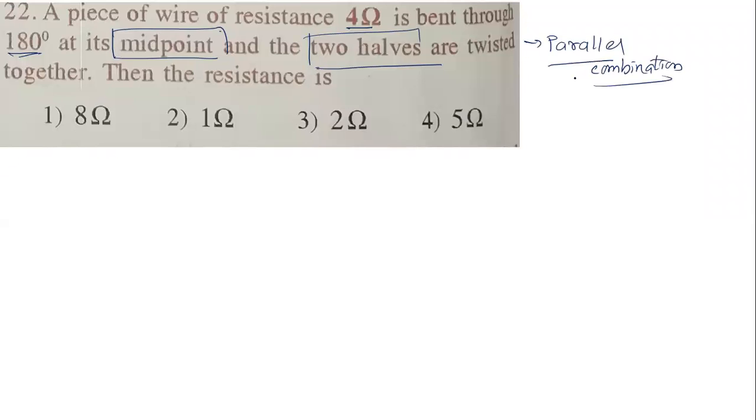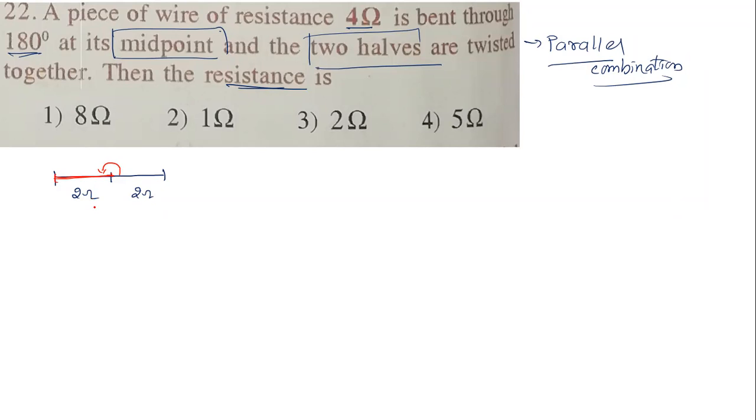What combination is it now? Parallel combination. Then the resistance will be how much? See here, actually it was like this, a wire. I'm going to make it two parts. The first part will be 2 ohm, and the second part will be 2 ohm. I'm going to bend the second part through 180 degree, so it will overlap here, right? Its second part will come on this again. So what combination are they? Parallel combination.